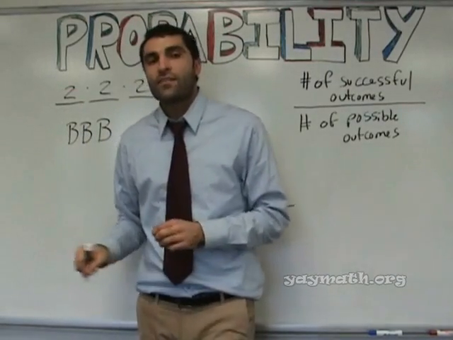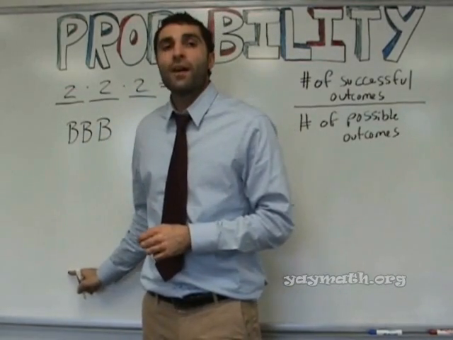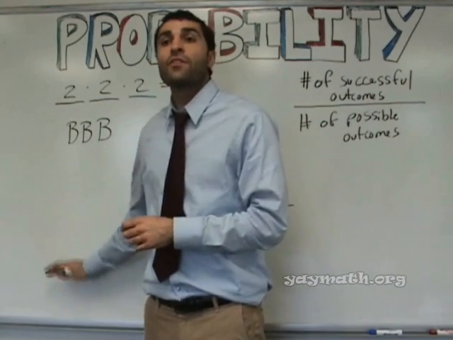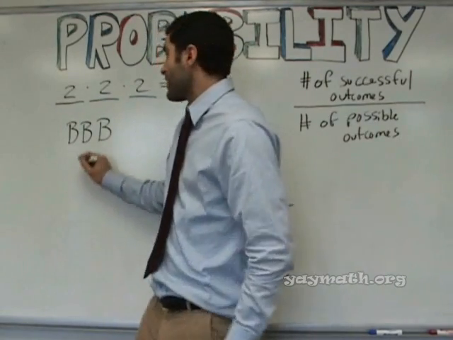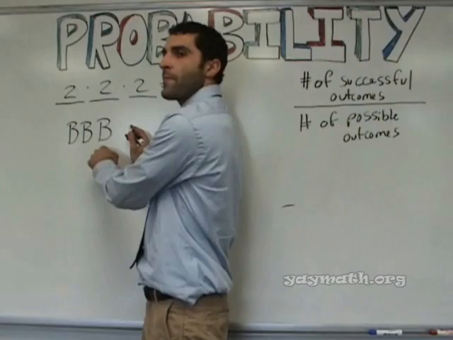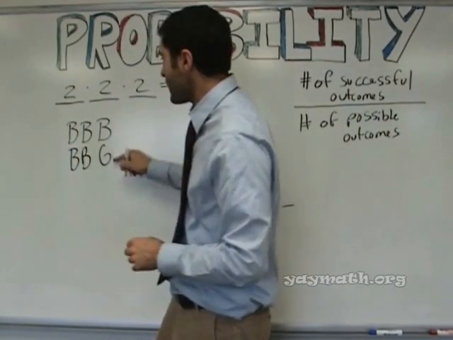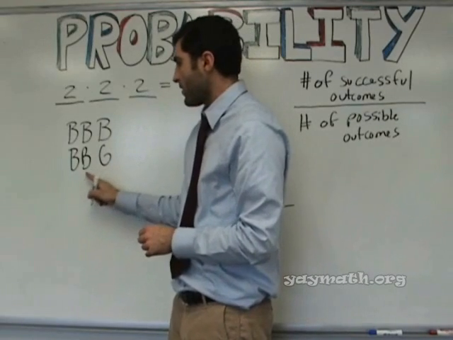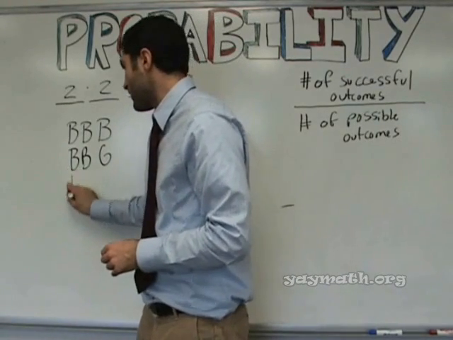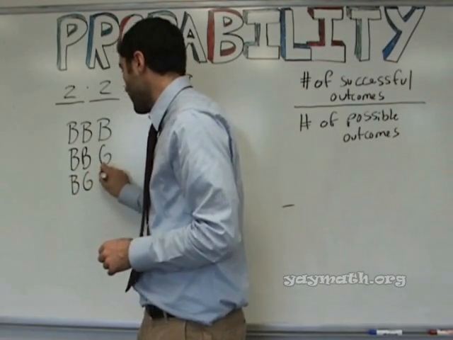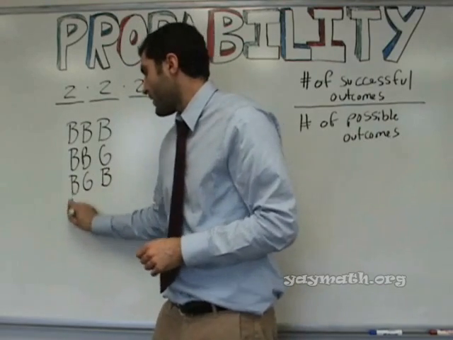Okay, so let's do it at the bottom. I want to do this systematically. Let's start changing from the end: boy, girl. And now we can't change this anymore, so what can we change? So let's change this one. Boy, girl, boy. Girl, boy, boy. And then let's do it this way.